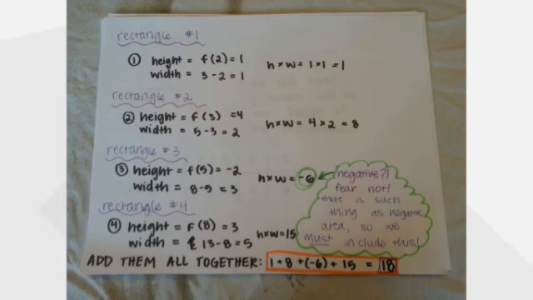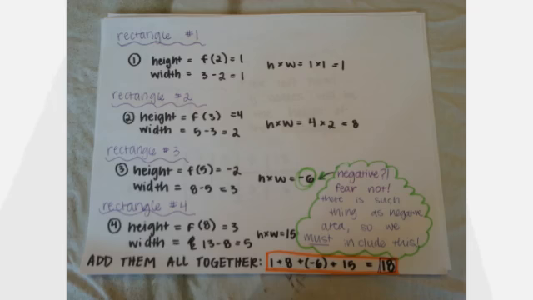For rectangle number 2, the height is f of 3, or 4, because the 3 is the leftmost x value of this rectangle. The width is the difference of the two x values, which are 5 and 3, so the width is 2. Width times height equals 8. For rectangle number 3, the height is f of 5, or -2, because 5 is the leftmost x value.